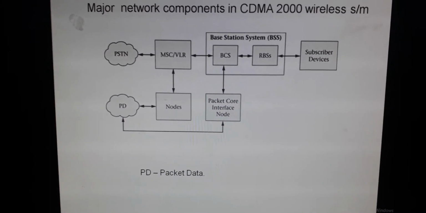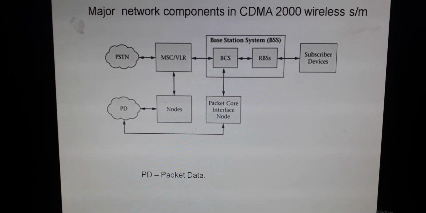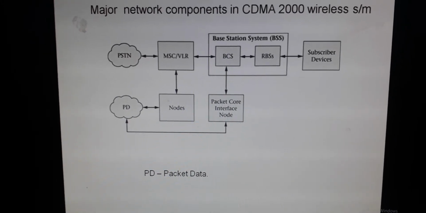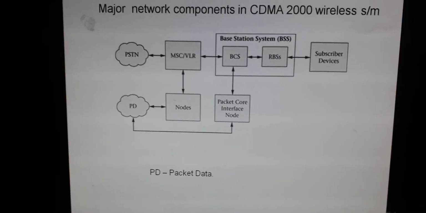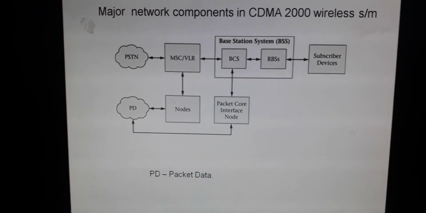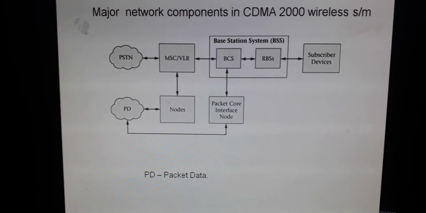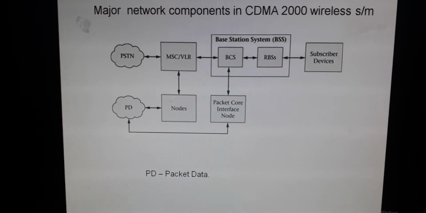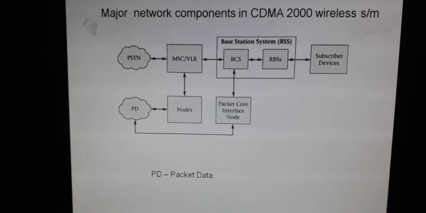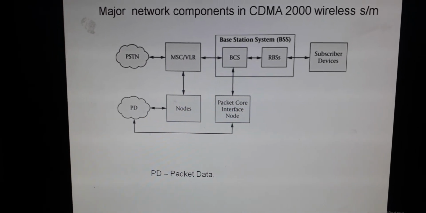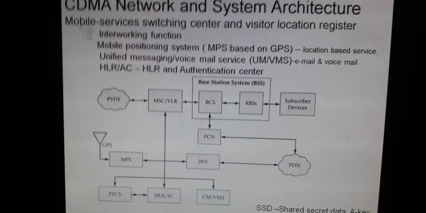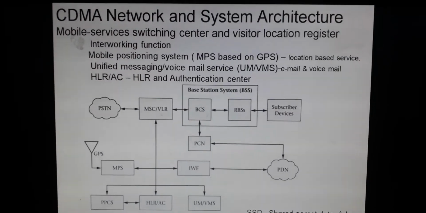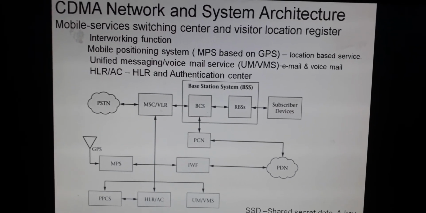But some other important blocks are added in the CDMA 2000 system. One is the packet data network and packet core interface, and they have a combined base station controller. BSC is nothing but base station controller, one and the same. BSC and RBS, meaning radio base stations, are also called base station systems. This is the CDMA 2000 wireless system. But some other system blocks are also added.